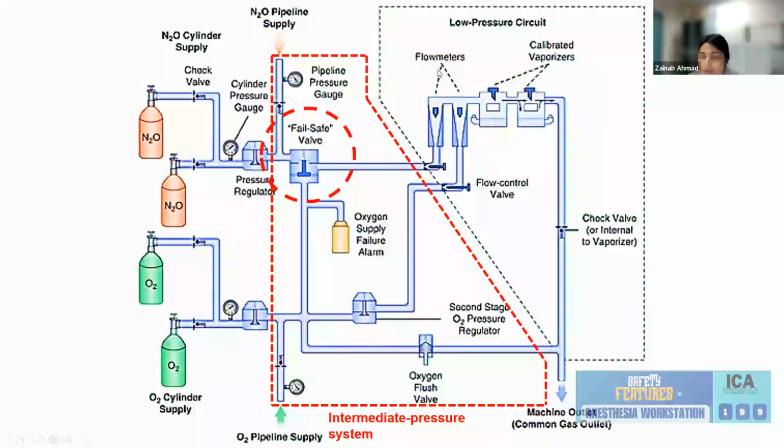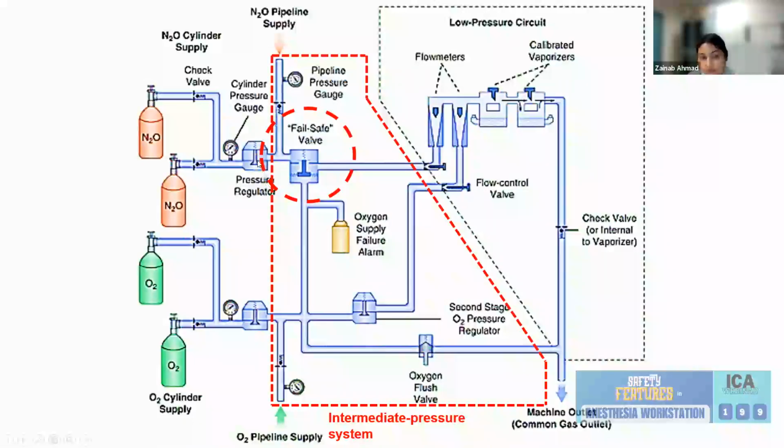Low pressure system, what is low pressure system? This system is further reduced to 40 PSIG for oxygen and 26 PSIG for nitrous. Finally, why is there so much reduction of the pressure? Because high fluctuating pressure can cause barotrauma to the patient.